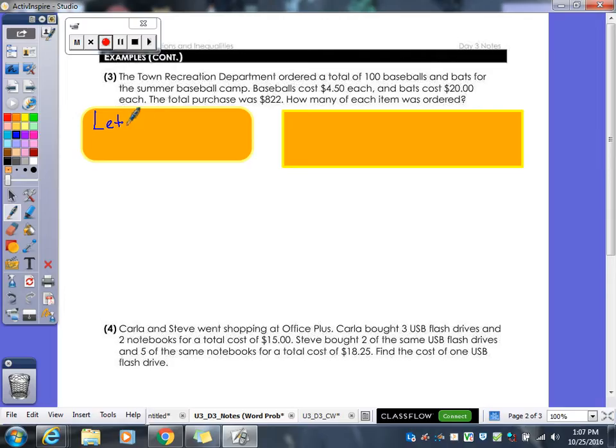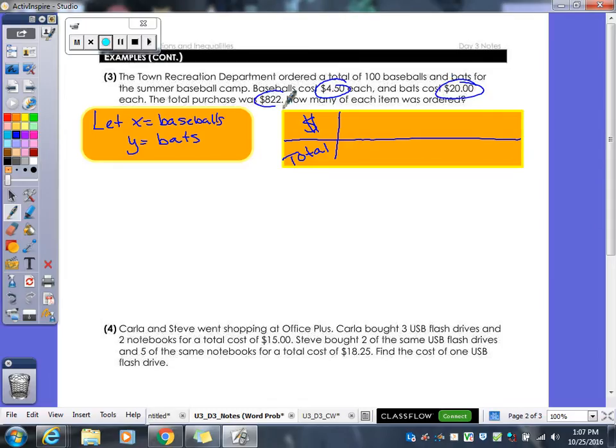So I'm going to let X equal baseballs and Y equal bats. Now, this is the total question I was talking about. We're going to make a little chart here. This is called a money total problem, when they have money mixed with non-money terms. So if you notice, I've got money here, and money here. But then I have another number there, 100, that doesn't have a money sign next to it. Okay? We're going to talk about that in a second.